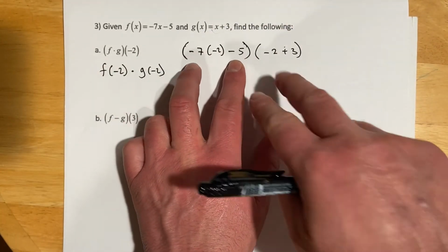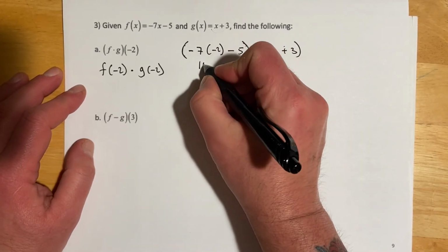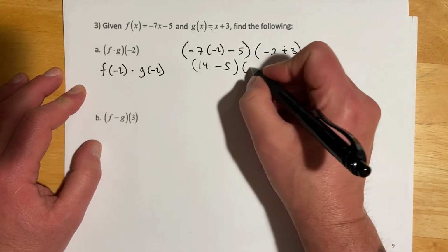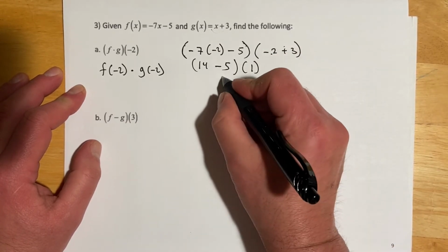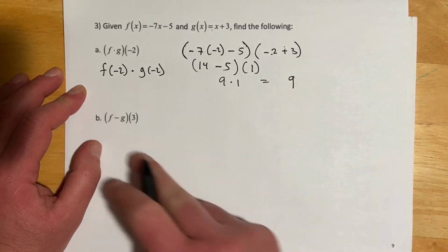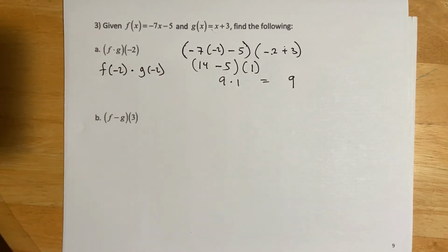And so I have my first thing times my second thing there. So this is going to be 14 minus 5 times negative 2 plus 3 would be 1, and then 14 minus 5 would be 9 times 1, or 9. This one is f minus g, evaluated at 3.